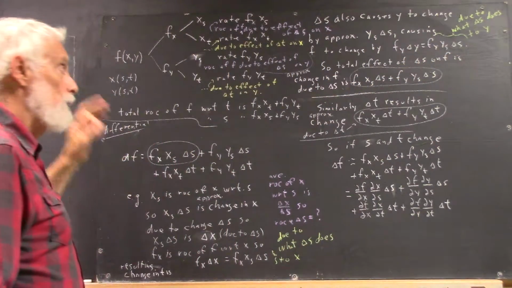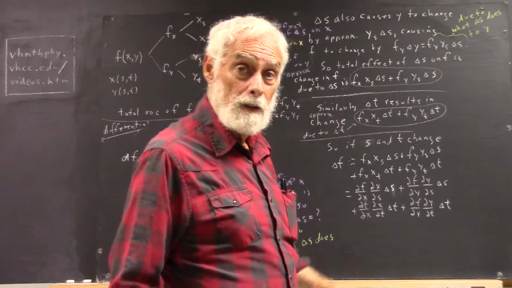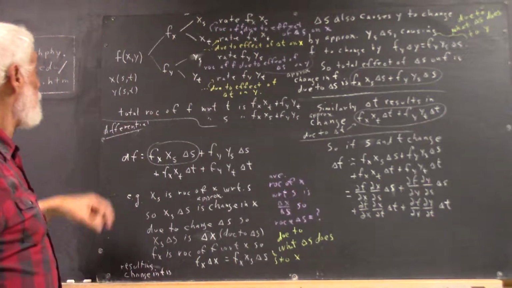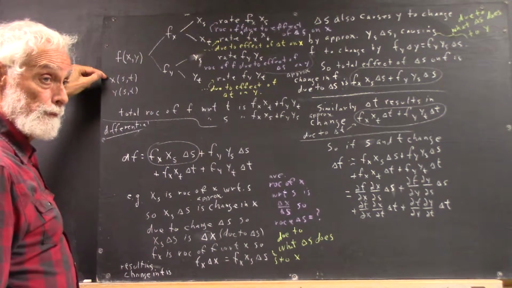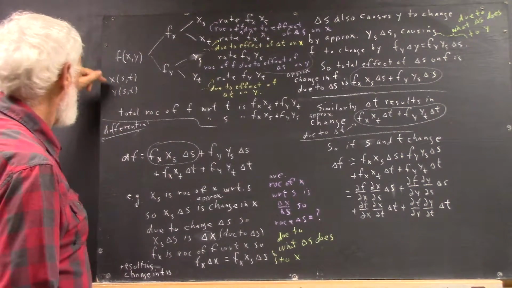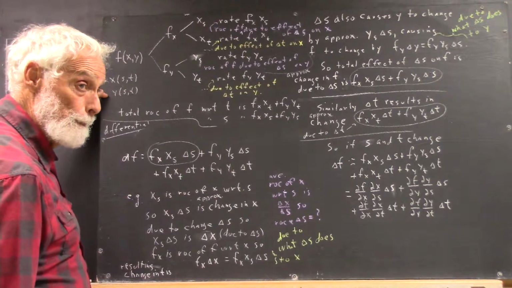This means then that the total effect of delta s on f, and it affects it in two ways, right? If s changes by delta s, it changes x. And if there's a delta s, it changes y.